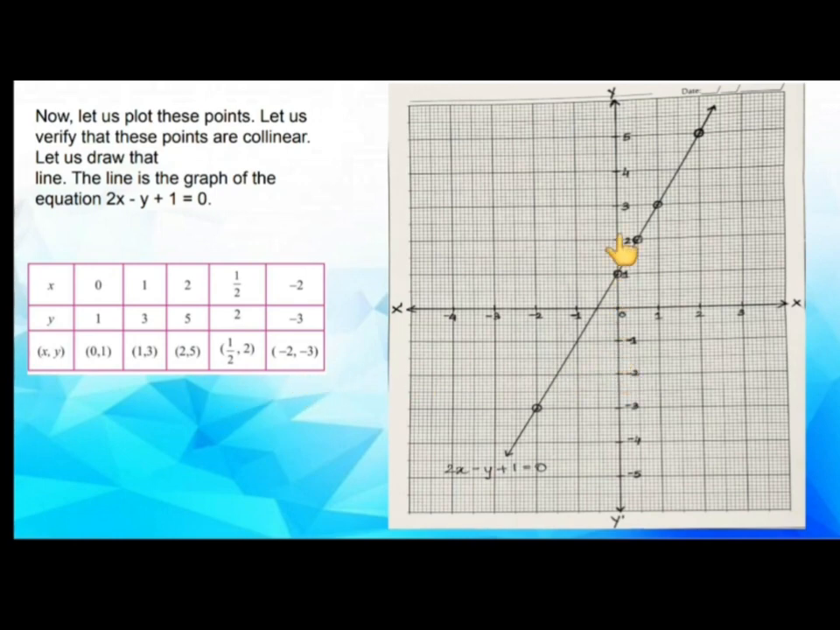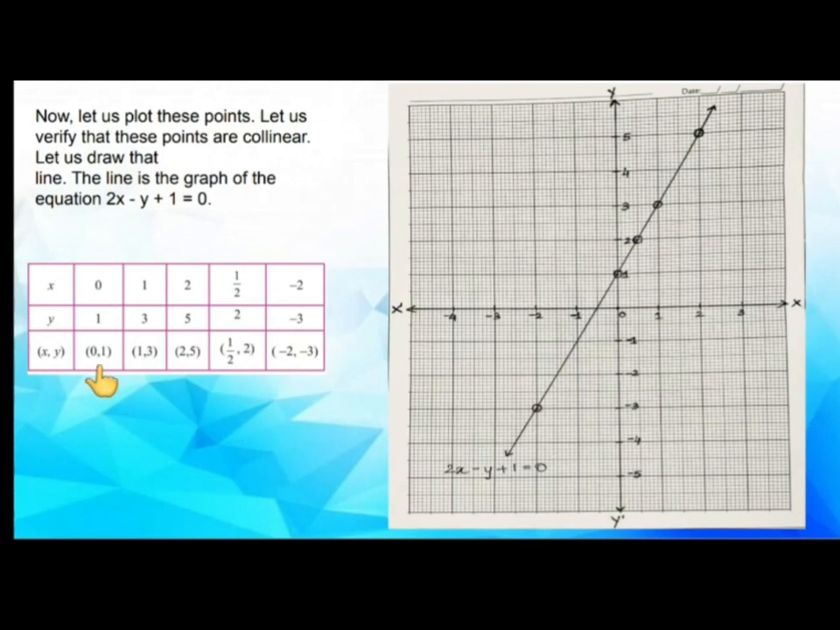So we draw our x and y axes, which are perpendicular to each other, that is, they intersect at point O, or the origin O, with coordinates 0, 0, at an angle of 90 degrees. And we name these lines y and y dash and x dash. So we have our two axes, x-axis and y-axis. Let us plot the first point.